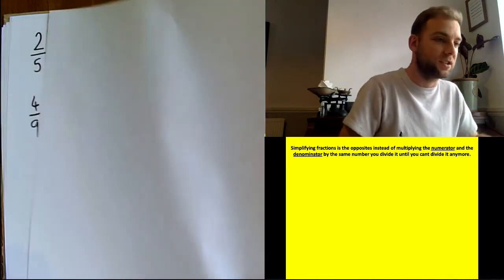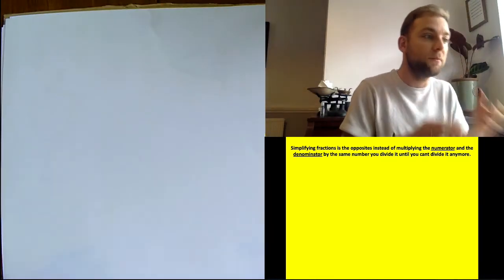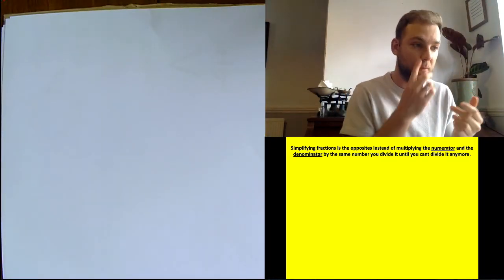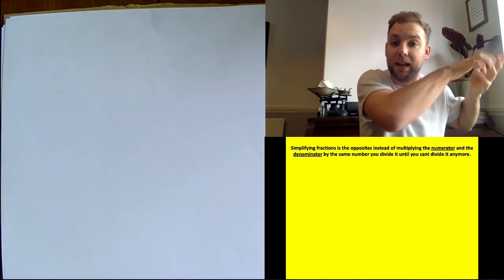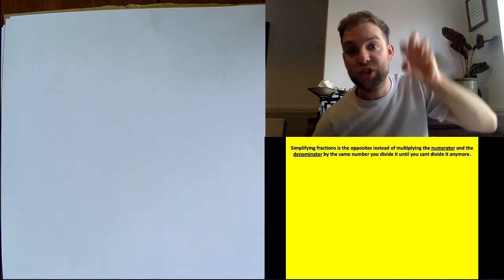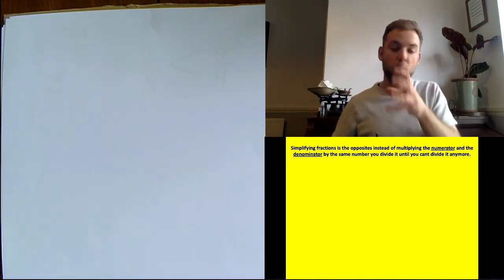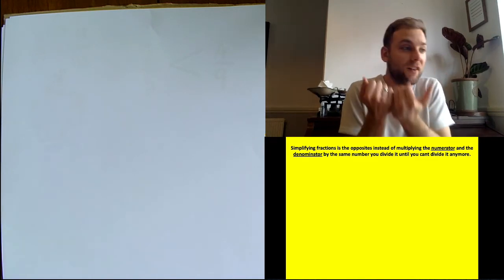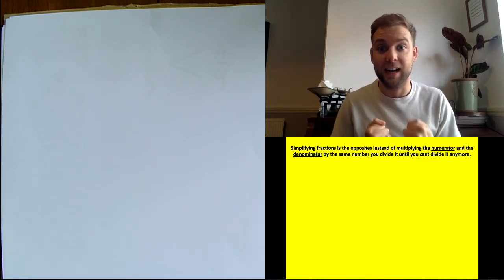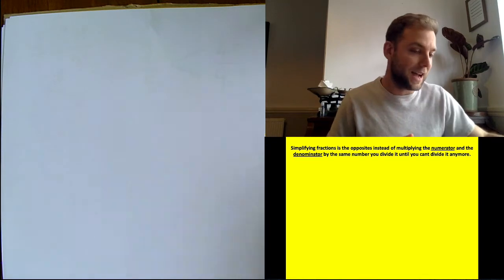Simplifying a fraction is the opposite. Instead of multiplying the numerator and the denominator by the same number to get something bigger, we do the opposite. We want to make it smaller, and we want to make it the smallest it can possibly be. So we're dividing it until you can't divide anymore. This is what cancelling down is.